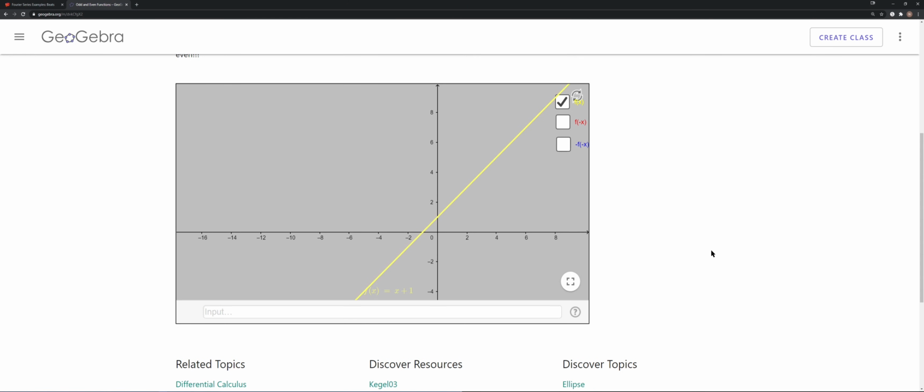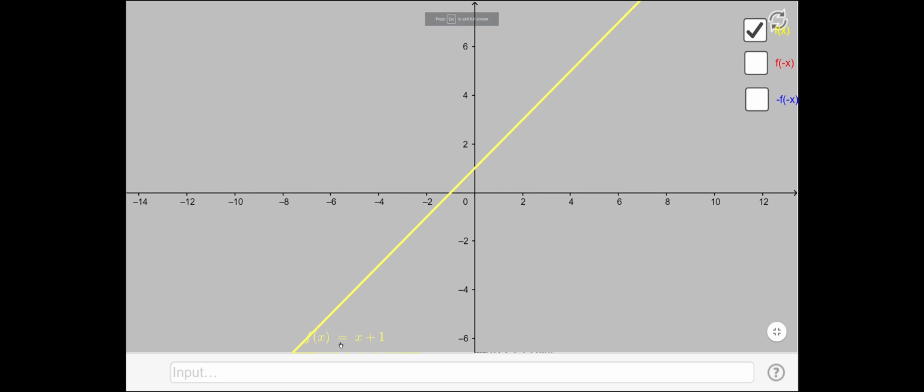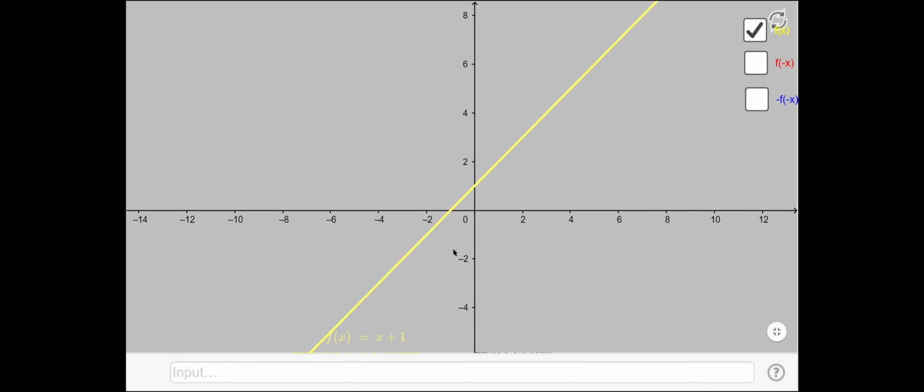So let's talk a little bit about even and odd functions. Okay, so I have this function, f of x is equal to x plus 1. The graph of it is a straight line with intercept 1 here. So this is f of x. Now what is f of minus x? Well, how you get the graph of f of minus x is you reflect the graph of your original function f of x in the y-axis. So f of minus x is the reflection of your original graph in the y-axis here.